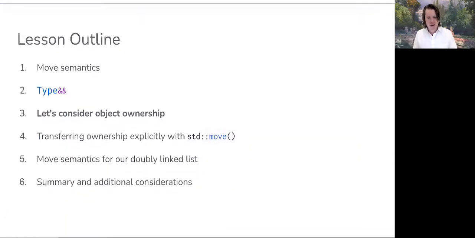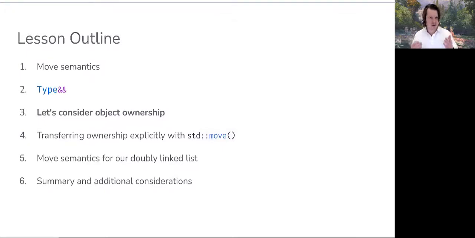With that, let's move on and consider object ownership. Then we'll talk about transferring ownership of resources explicitly using the standard library move function. That move function is going to cast some object to an rvalue. Then we'll be able to use our move constructors and move assignment operator to invoke that transfer as opposed to a copy.